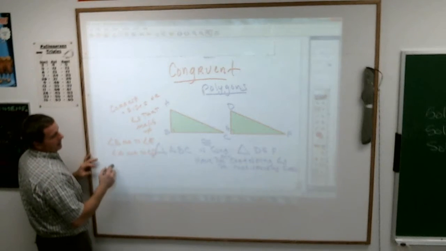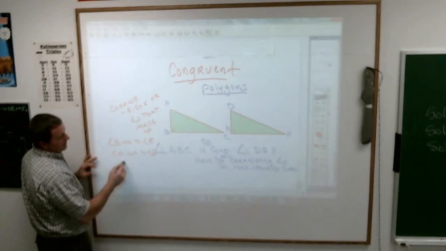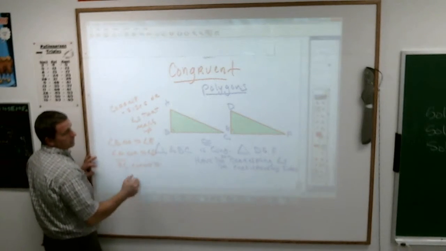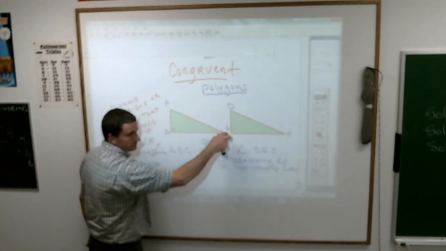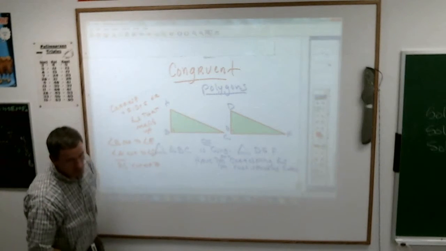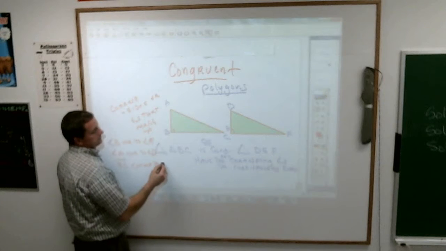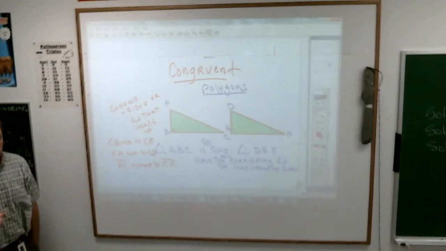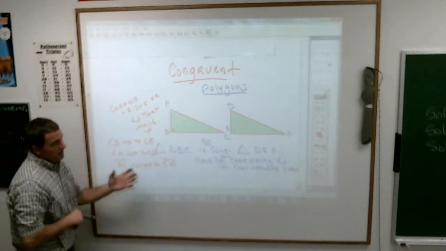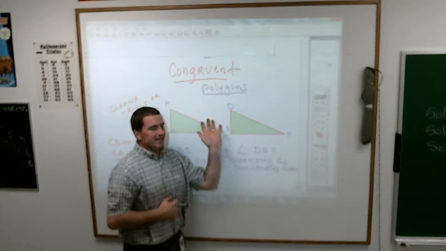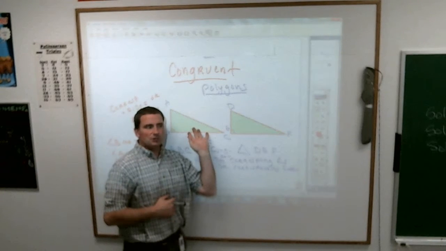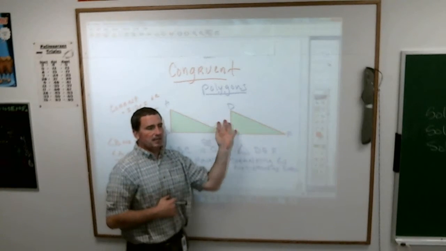Side BC corresponds to what side over here? Jacob? CF. Now, it's pretty easy, boys and girls, ladies and gentlemen, children of all ages, when both your exactly congruent shapes are laying the same way, and it's real easy to match them up.